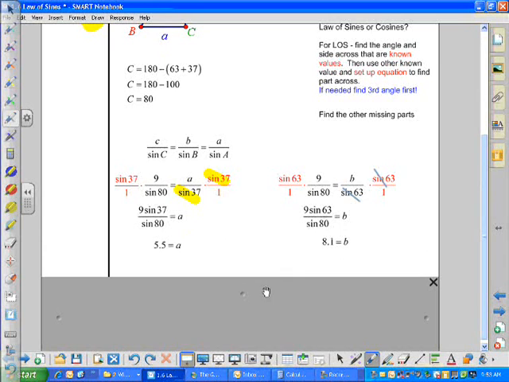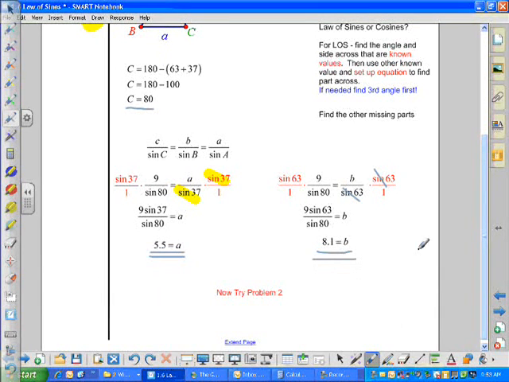Getting your calculator out and simplifying, now we know B is equal to 8.1 and A is equal to 5.5. We're done. We found angle C, we found side A, and we found side B. So now I want you to try practice problem number 2, and again, follow along with the notes as you do and complete the practice problem.